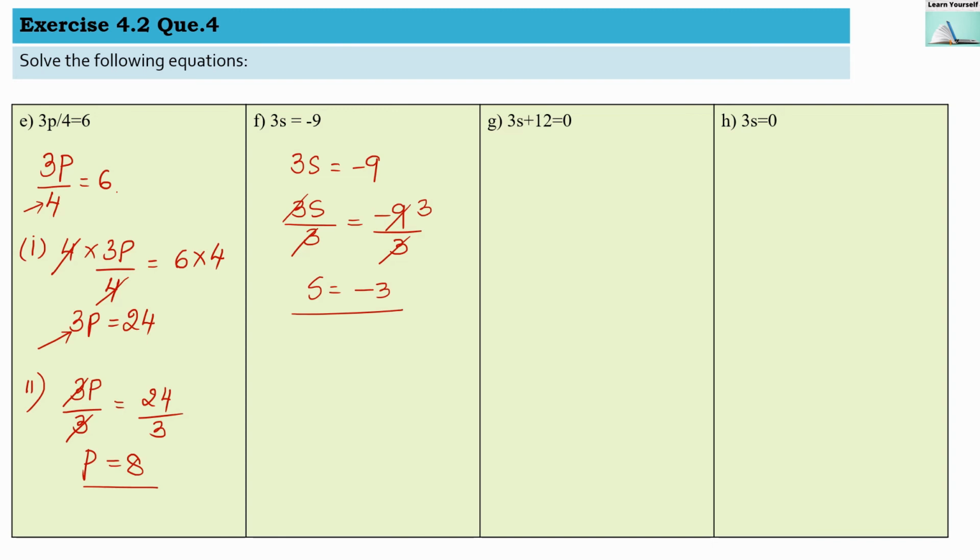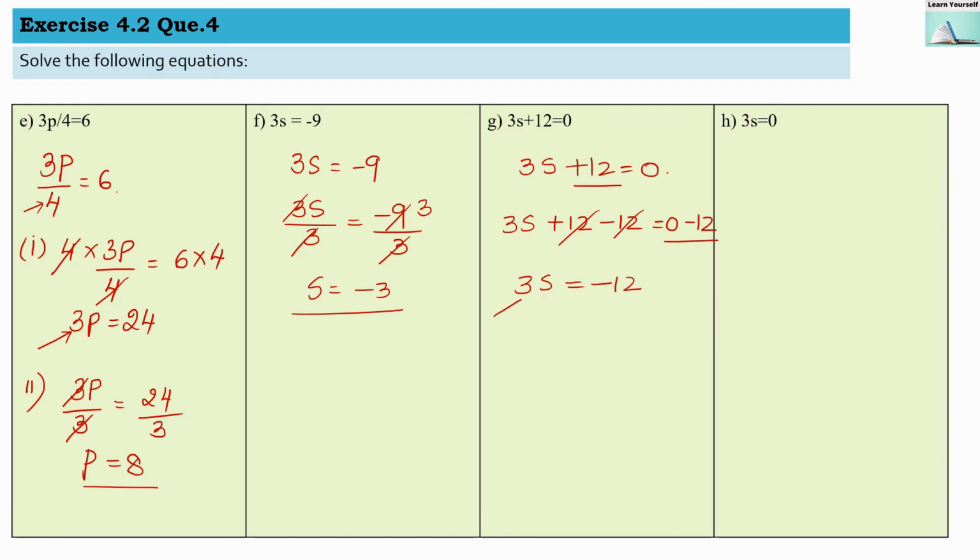G is 3s plus 12 equals to 0. So first, let us remove this plus 12. So we are going to subtract 12 towards both the sides. So this 12 and this 12 will get cancelled out. We will get here 3s equals to 0 minus 12. We will get minus 12.